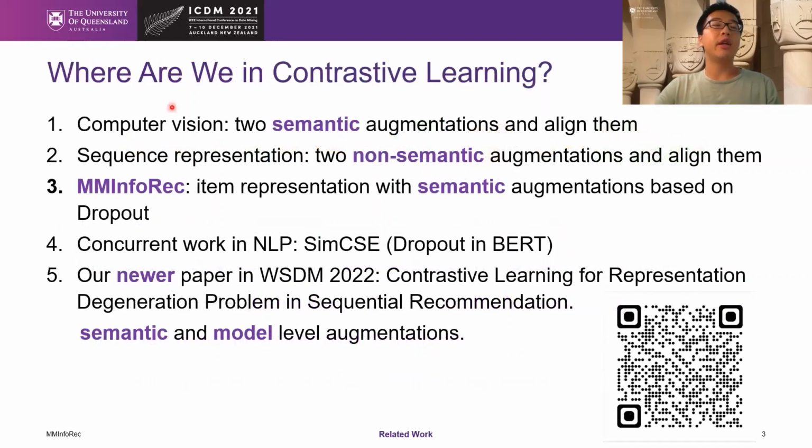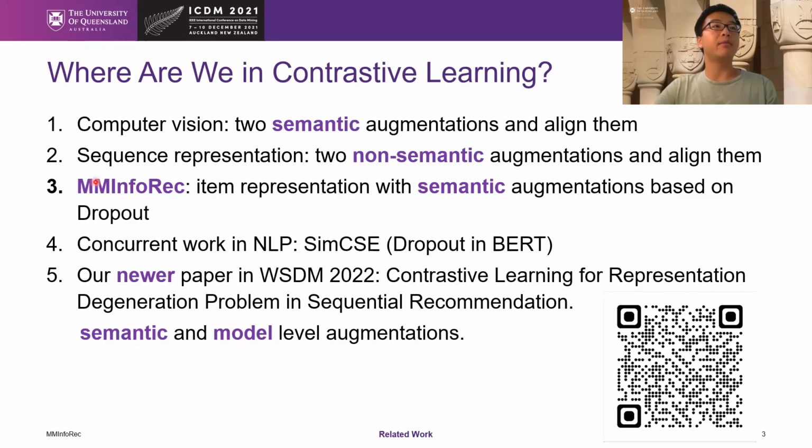For using contrastive learning, we review a little bit of the related work. The first one is about computer vision. In computer vision, contrastive learning usually generates two semantic augmentations and then aligns the representations of these two augmentations. While in sequence representation learning tasks, two non-semantic augmentations are generally generated by contrastive learning algorithms, because the augmentation for sequences is not as straightforward as in computer vision. For example, random drop or random order of the sequence are not semantic augmentations.